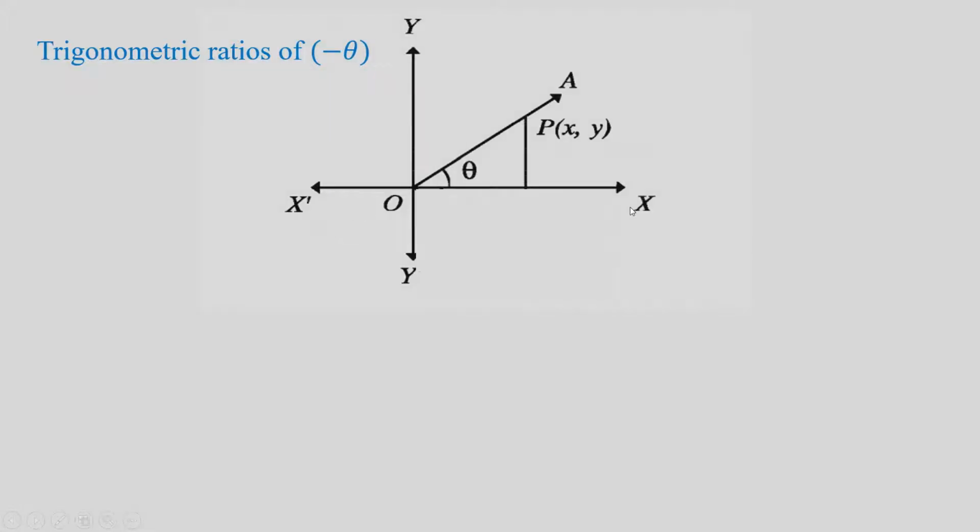First we draw angle XOA equal to theta, and we take any point P(x, y) on OA and draw PN perpendicular from P to OX. Therefore, this length ON is equal to x and this length PN is equal to y according to the coordinate system. Okay, and let this length OP be equal to R.